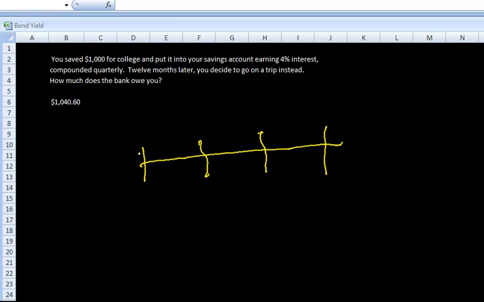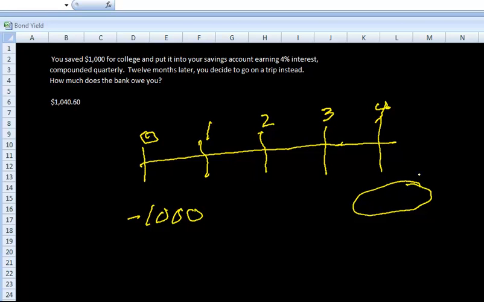Okay, and we're right here where today is 0. This is the end of the first quarter. This is the end of the second quarter. This is the end of the third quarter. And if we extend this out, we have our 4 quarters. Okay, so initially we deposited $1,000, and we want to know what this $1,000 is going to be worth over here.